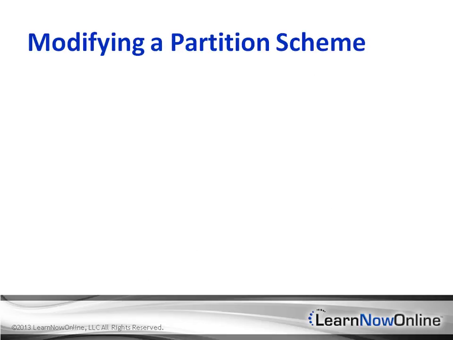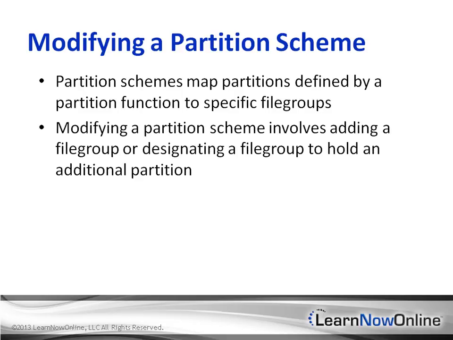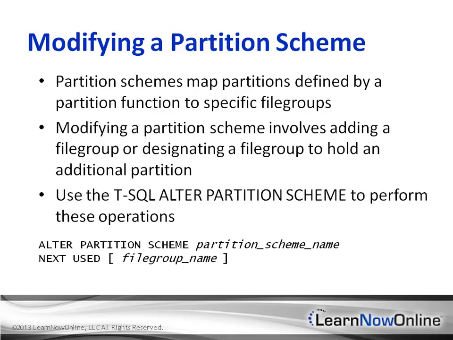What do we do if we need to modify a partition scheme? As we know, partition schemes map partitions defined by the partition function to specific file groups. When you modify a partition scheme, it really means adding a file group or designating a file group to hold an additional partition. We can use the T-SQL alter partition scheme to perform those operations. It's an alter partition scheme. We give it the partition scheme name, and we indicate which file group is next used. That will instruct SQL to start putting data into that file group.